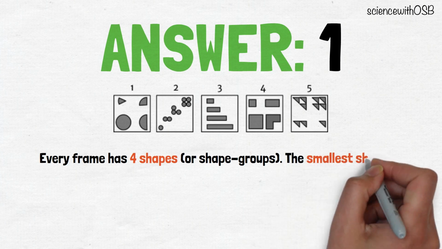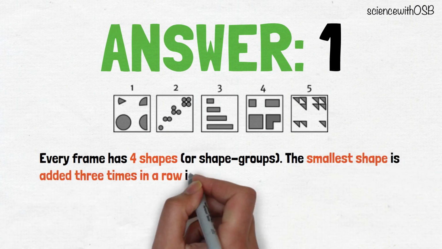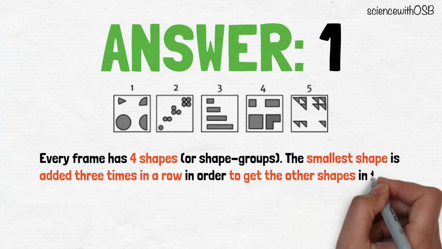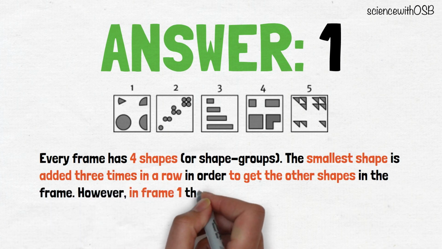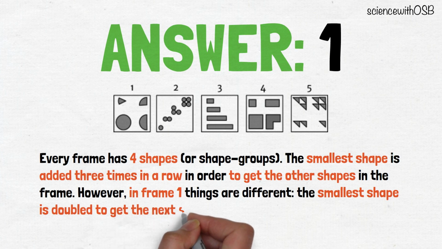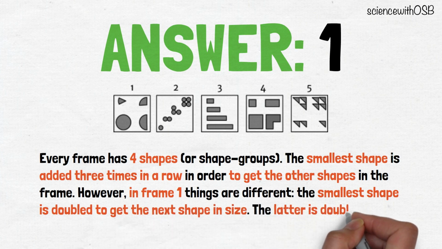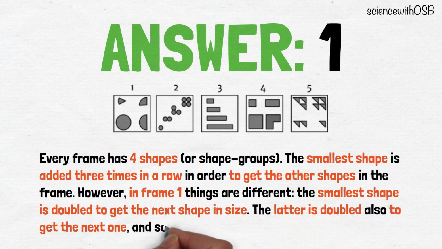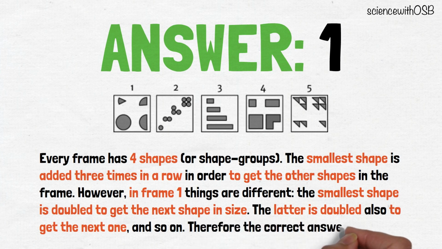The smallest shape is added 3 times in a row in order to get the other shapes in the frame. However, in frame 1, things are different. The smallest shape is doubled to get the next shape in size. The latter is doubled also to get the next one, and so on. Therefore, the correct answer is 1.